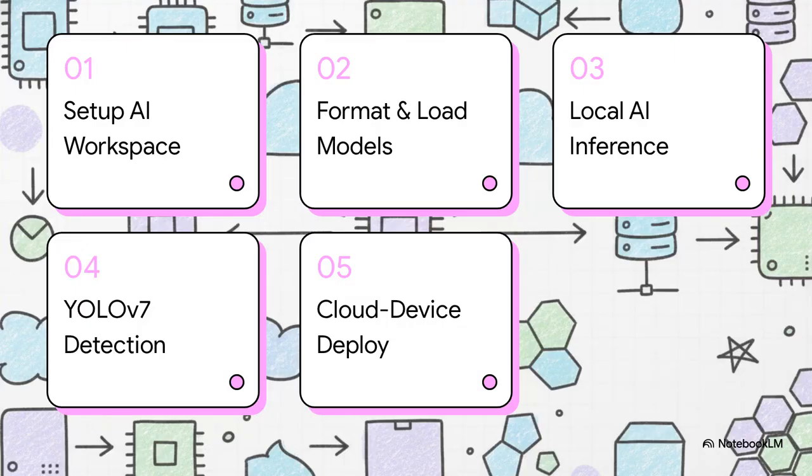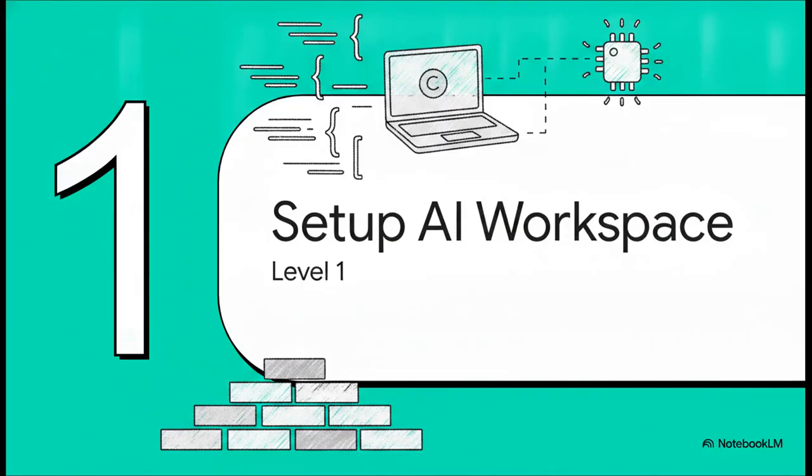So here's our roadmap for today. We'll be leveling up your skills across 5 key stages. We're going to set up the AI workspace, format and load our models, run some local inference, step it up with object detection using YOLOv7, and finally deploy straight to cloud device hardware. Let's get into it.